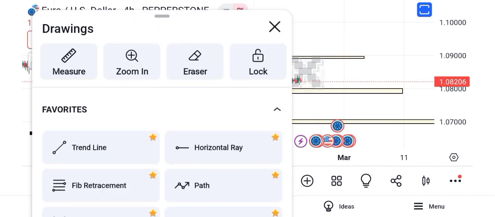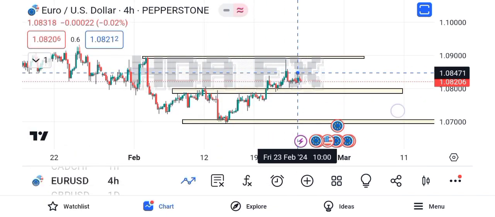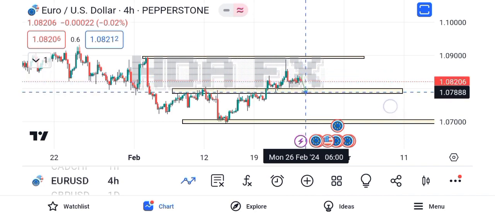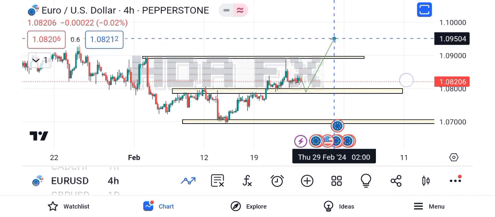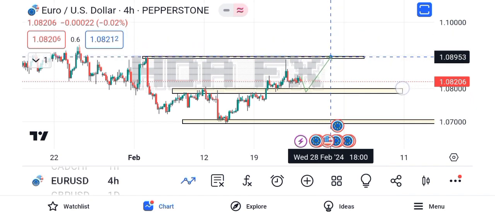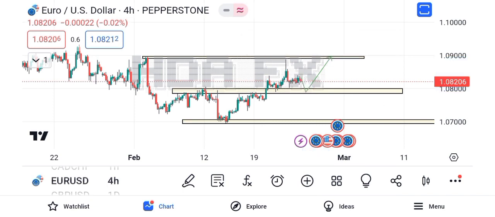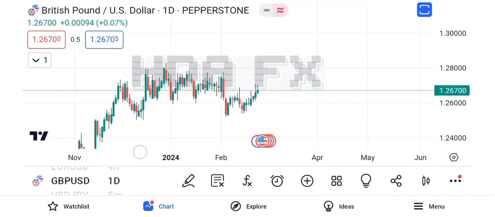I want to see price drop down to this key level here. Then we buy from this point on EURUSD up to this point here, or you can set your target anywhere upwards. But my target will be this point for this coming week. So this is my buyer zone on EURUSD.